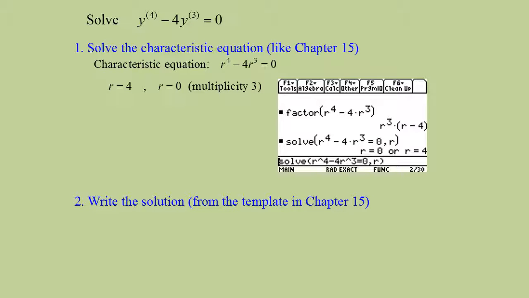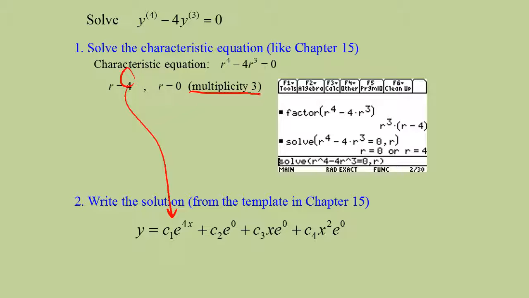So here's how we would write our solution. Here's the r equals 4, and we want to do this 3 times. The r equals 0 would give us a c e to the 0x. And then, since it's duplicated, we insert x's and x squareds.